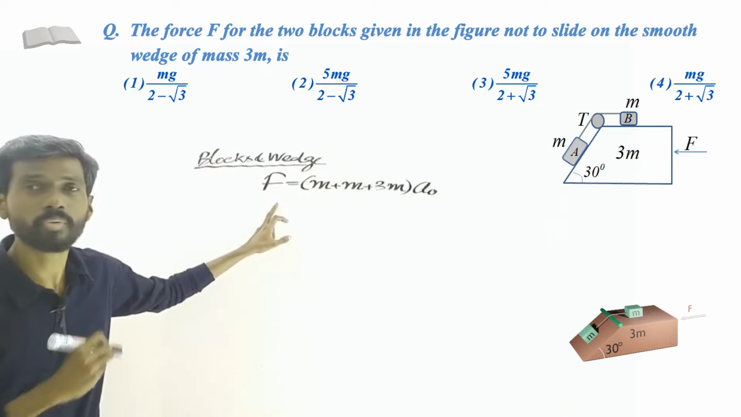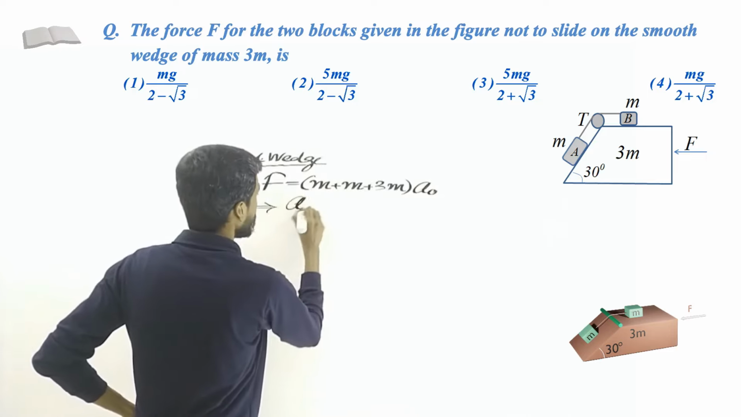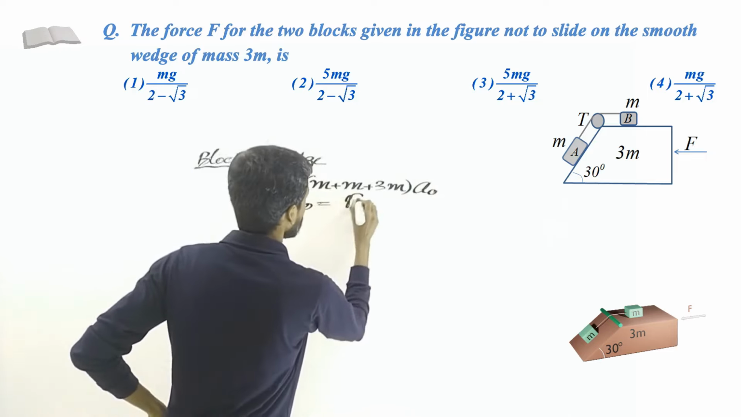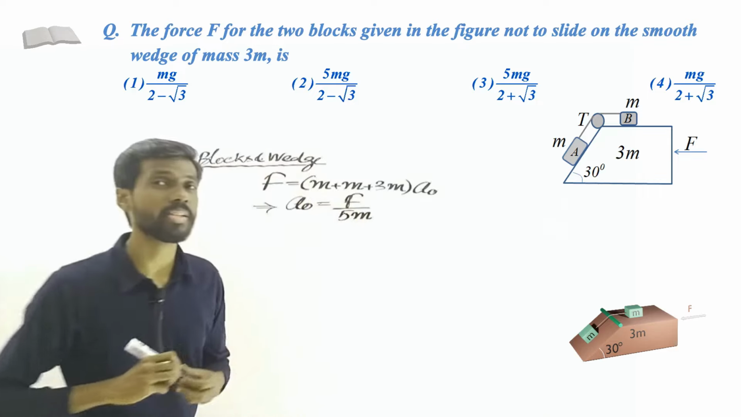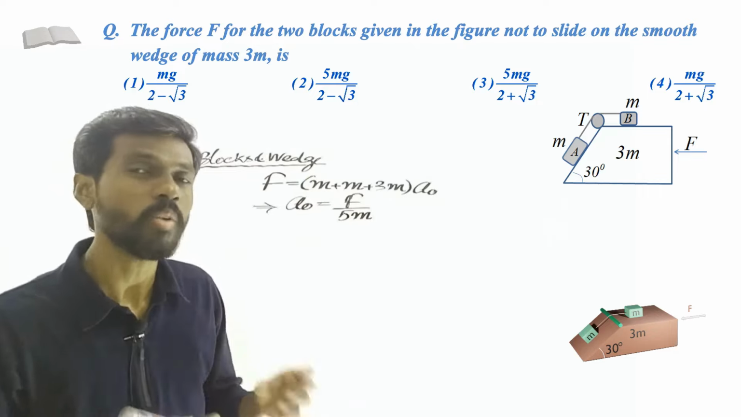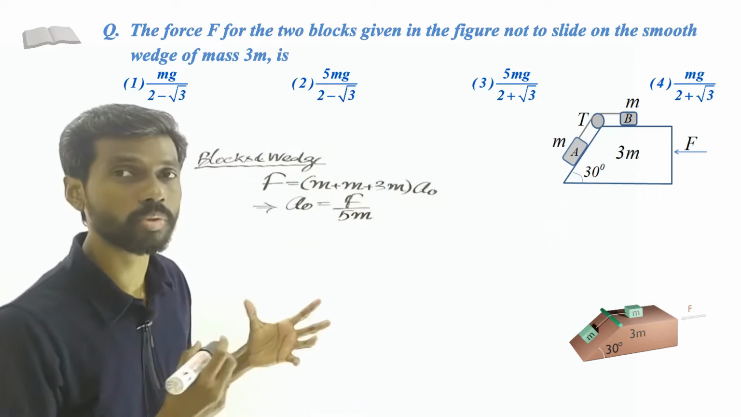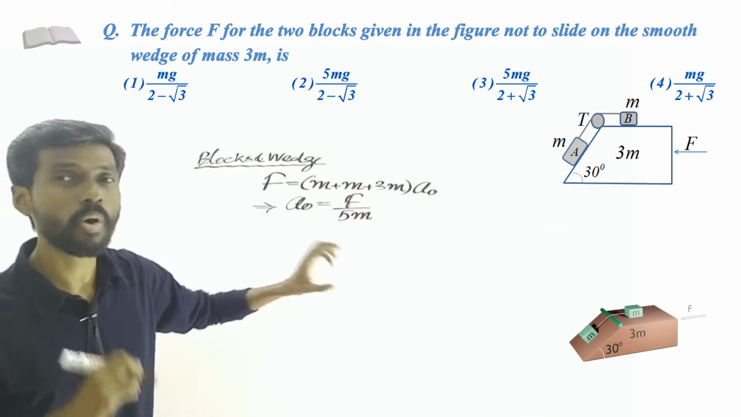Okay, so that will give you our required force. What we need is the acceleration, so a0 equals the force divided by 5m. So we got the acceleration of the wedge, which means the acceleration of the observer. We need that for finding the pseudo force, right? So the acceleration of the observer is found. Now we will consider these blocks one by one.